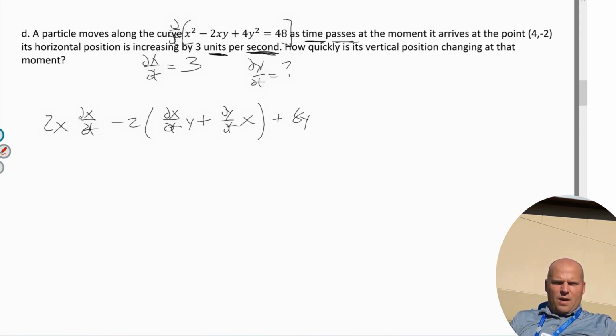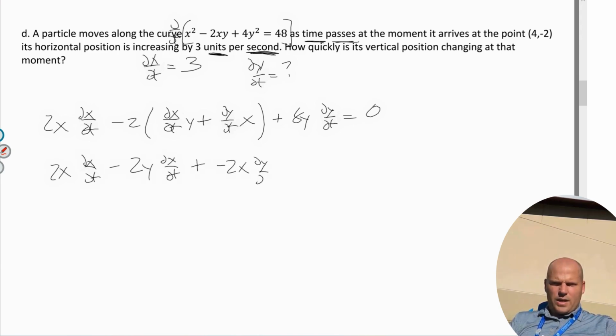And we got 8y dy/dt. So I got 2x dx/dt minus 2y dx/dt plus negative 2x dy/dt. Don't forget to distribute the negative correctly, plus 8y dy/dt. And now I'm going to plug in my information and find dy/dt.